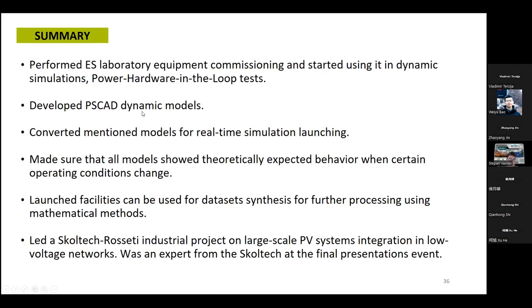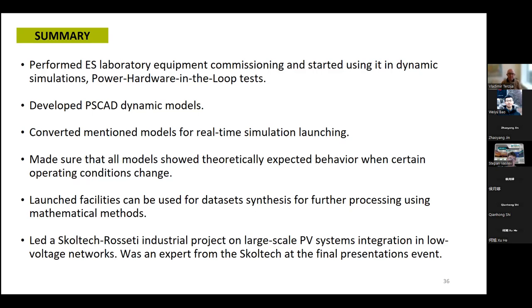I have developed some PSCAD models, converted mentioned models for real-time simulation launching, and made sure that all models showed theoretically expected behavior when certain operating conditions changed. And also I took part in a real industrial project with the largest Russian grid company, Rosseti. I need to point out that that was my work during the first year of PhD study.